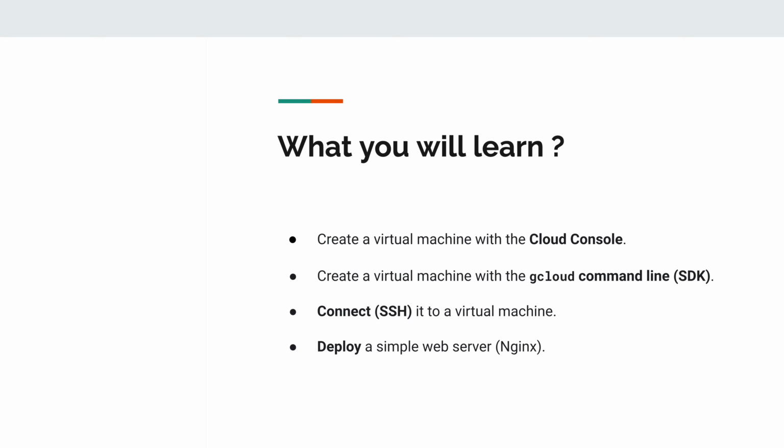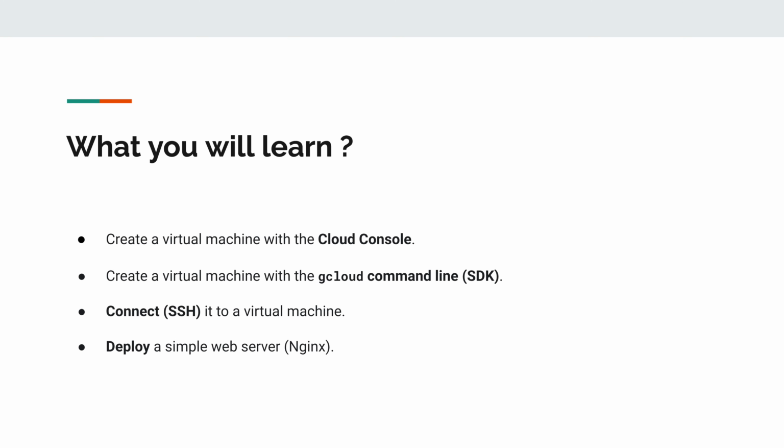So let's see what you will learn from this video. There are four topics which I am planning to cover. First, we'll see how we can create a virtual machine from Cloud Console, and then we'll see how we can accomplish the same task using the gcloud command line utility, creating that virtual machine from our local machine. And then we'll see how we can SSH into that newly created virtual machine.